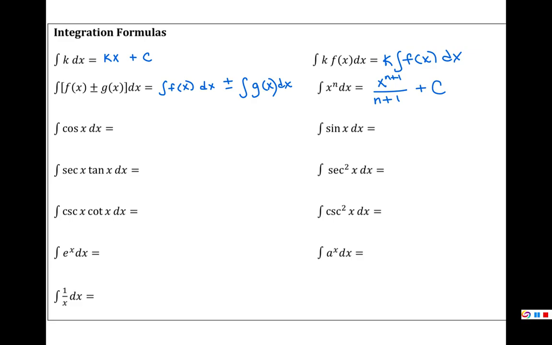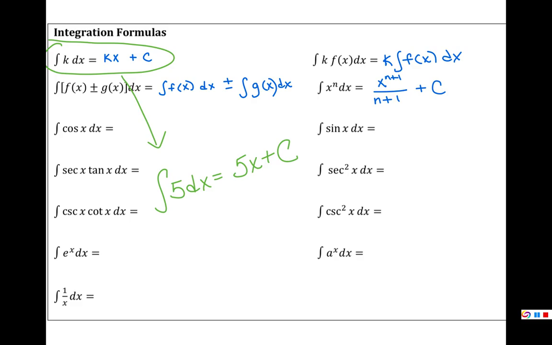All right, so now let's get our big list of antiderivative, or we could call these integration formulas. My first 4 formulas I have written out. First one is saying if we want to integrate or find the antiderivative of a constant, we'll get kx plus c. So here's an example of that. The antiderivative of 5 would be 5x plus c.